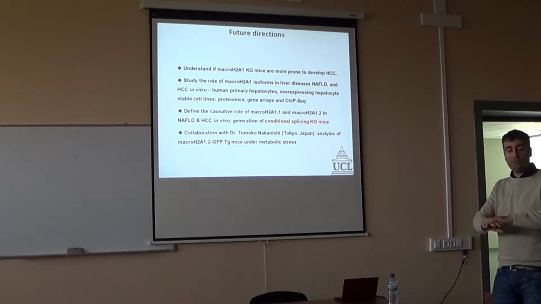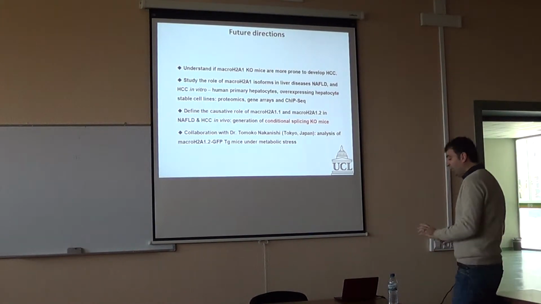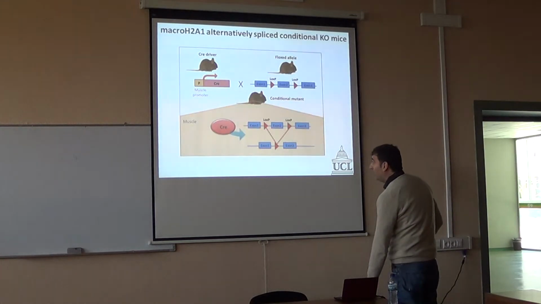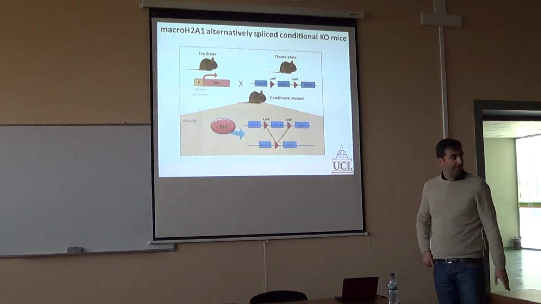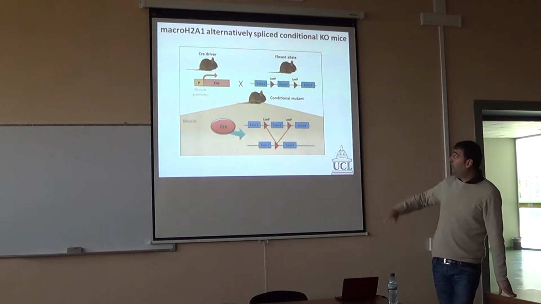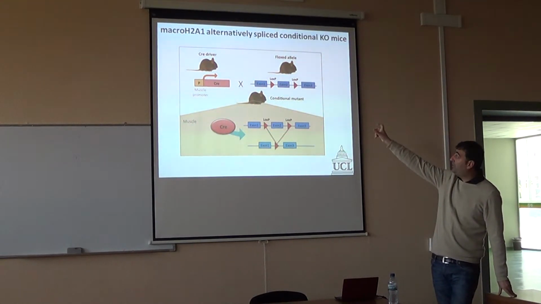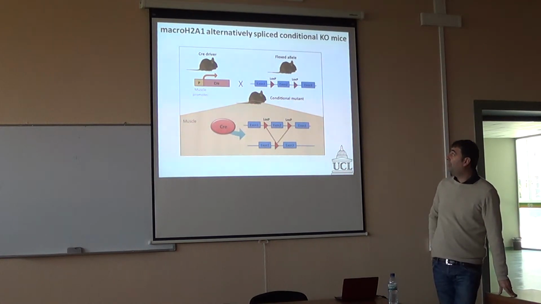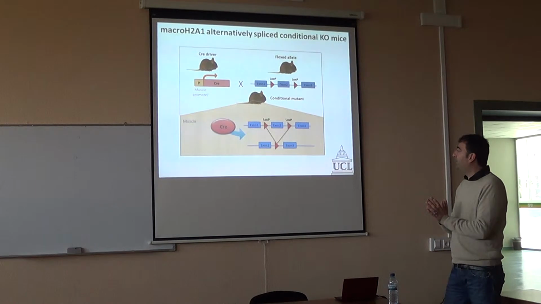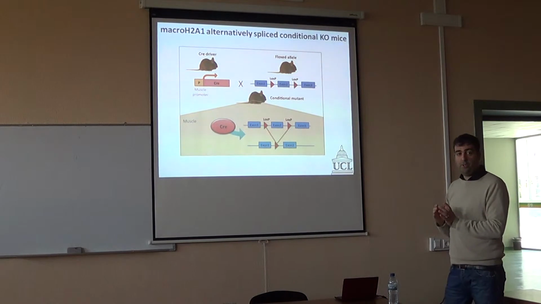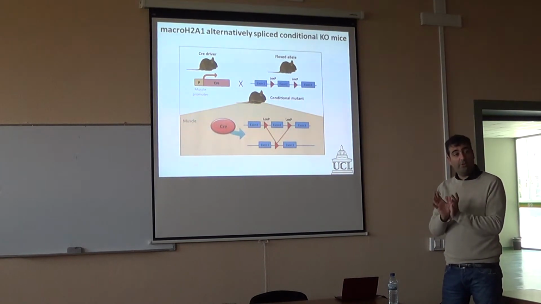So I showed you before the total knockout. Like this, we can have a conditional knockout model. You know the technology behind this. It's the Cre-lox technology. If you have a mouse where your gene of interest is flanked by sequences called loxP, and you breed it with a mouse which instead carries an enzyme called Cre recombinase, in the offspring, the Cre recombinase is going to cut out the gene because it recognizes the loxP sequence, and so you have a conditional knockout.